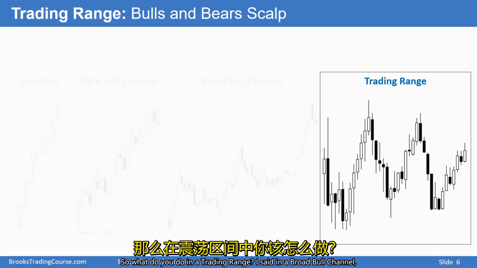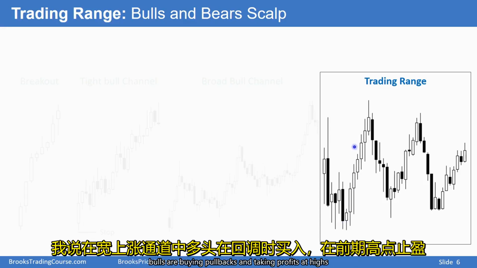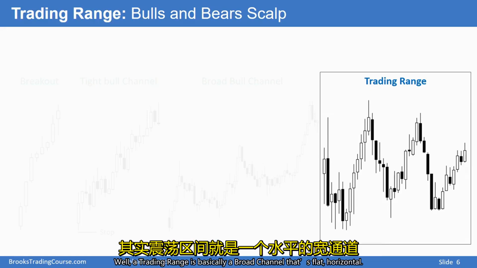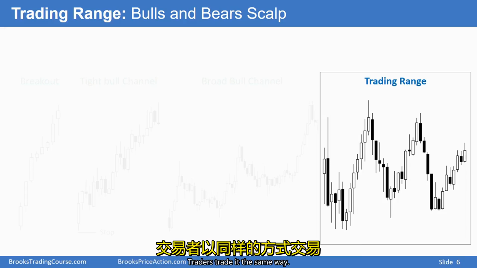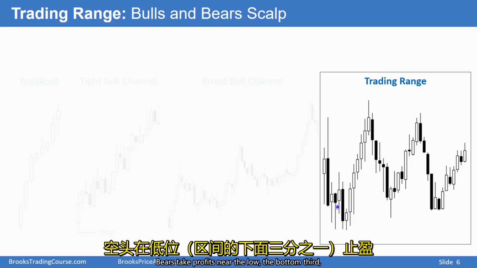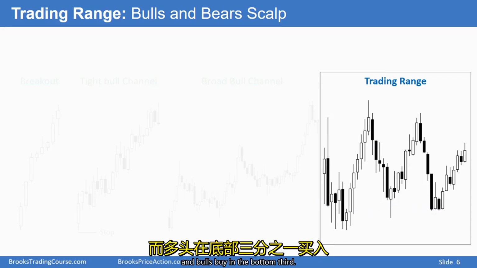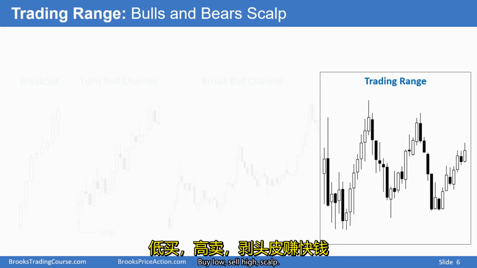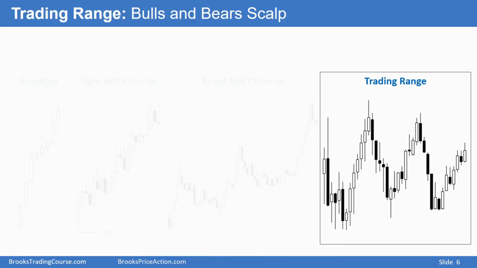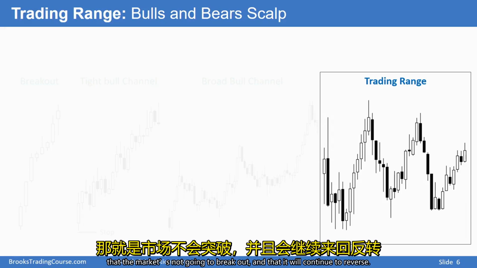So what do you do in a trading range? Well, I said in a broad bull channel, bulls are buying pullbacks and taking profits at highs, and bear scalpers are selling at highs, and the opposite at lows. Well, a trading range is basically a broad channel that's flat, horizontal, and traders trade it the same way. Bulls take profits at highs, bears sell at highs, bears take profits near the low, the bottom third, and bulls buy in the bottom third, buy low, sell high, scalp. Both the bulls and bears are confident of only one thing, that the market's not going to break out and that it will continue to reverse.